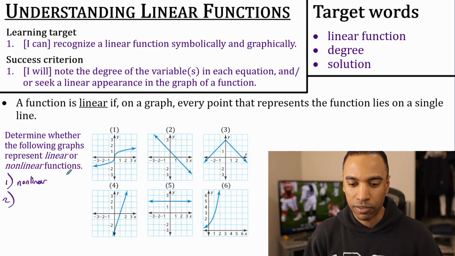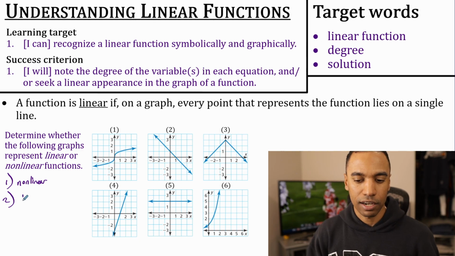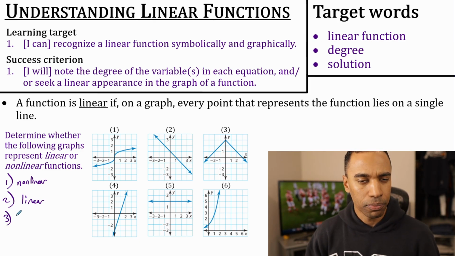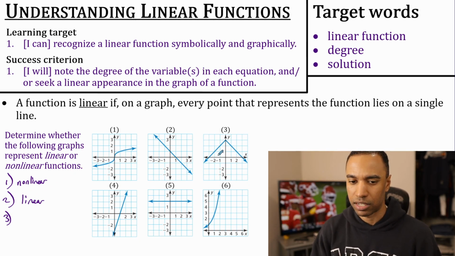Number 2, however, these points make a single line, therefore it is linear. Okay, so hopefully that's making some sense here. This will be pretty obvious. Just don't make the mistake on something like number 3.